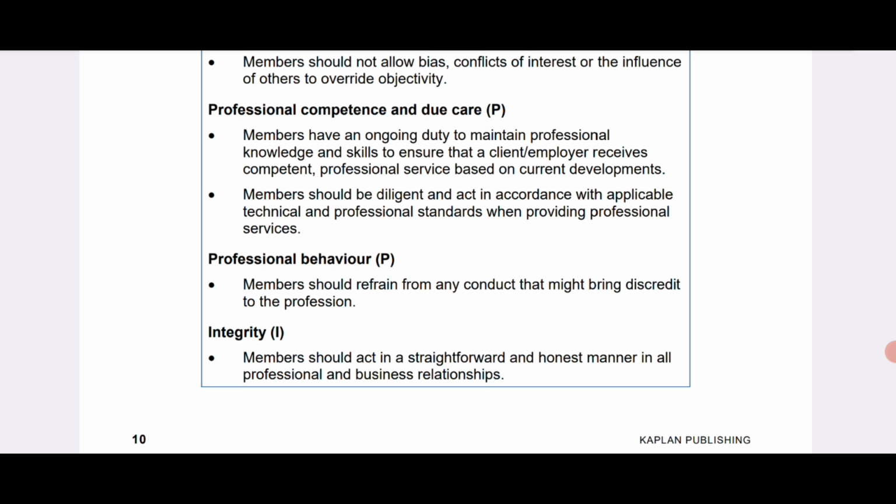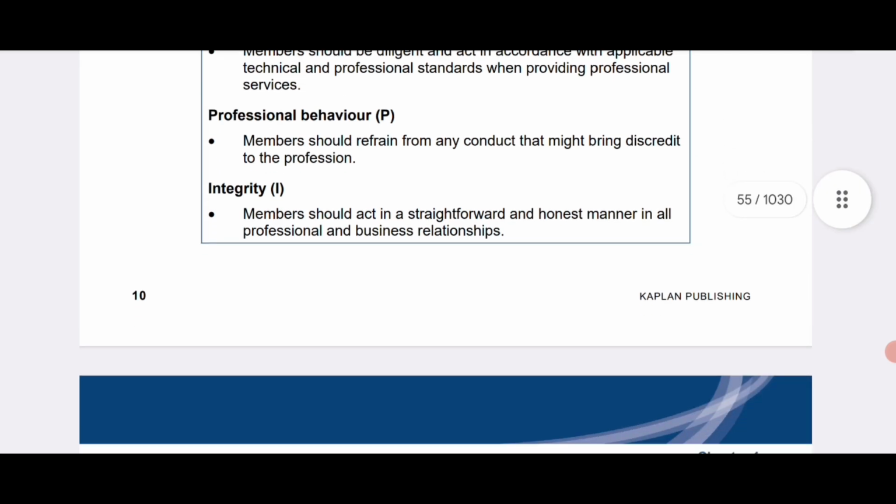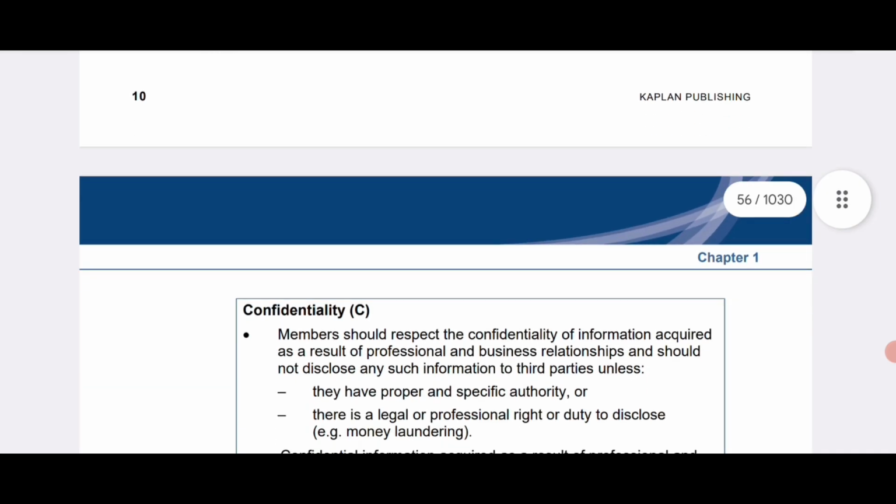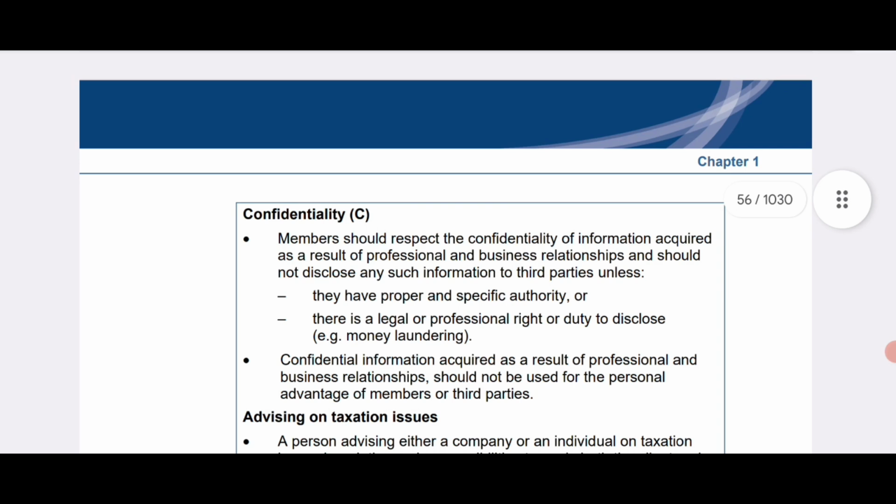Definitely, you have now entered the professional exams, professional studies. You will see each and every paper, and all these areas will be discussed: professional indemnity, professional behavior, and due care. Everything will be discussed in a professional manner.